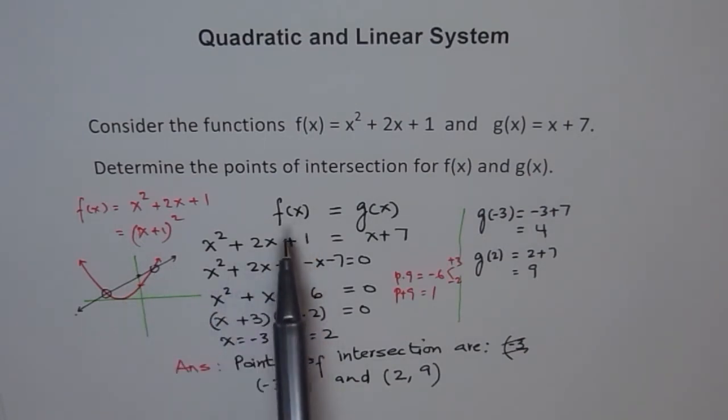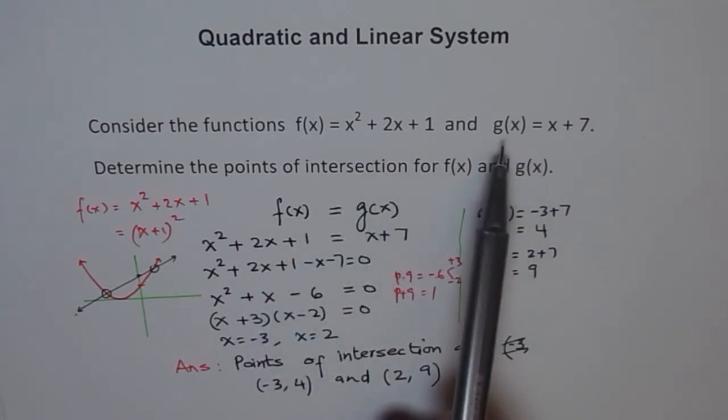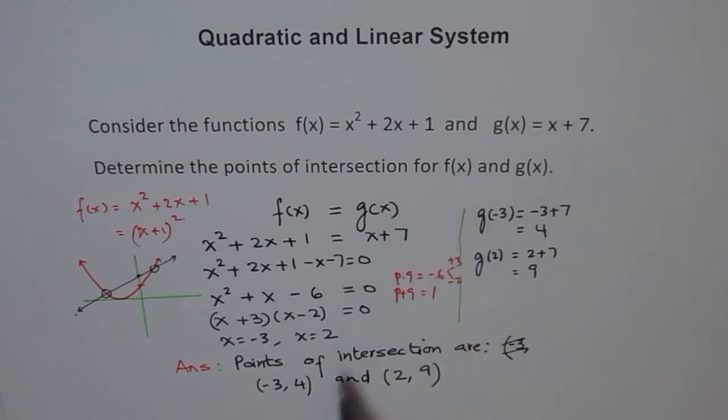So you could use any one of those functions, plug in the x, and calculate f(x) or g(x). Both, as we saw here, will give you the same point, right? And then you write down the coordinates like I have shown here. Fine. Thank you.